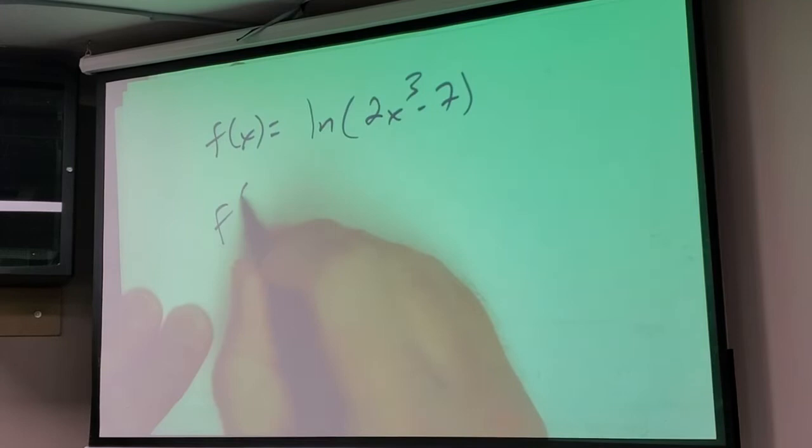Let's see if you guys agree with me. Sort of related to that problem we just had a second ago. Let's see if this thing is focused. Okay, it looks like it's good. Can you guys real quick do this: if f of x is the natural log of 2x cubed minus 7, can you please figure out what f prime of x is?